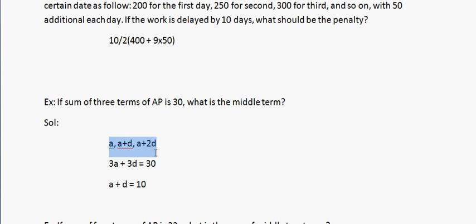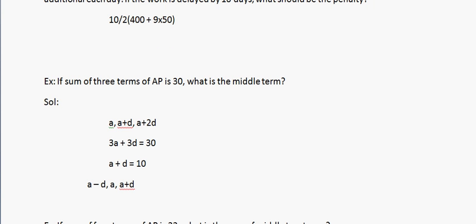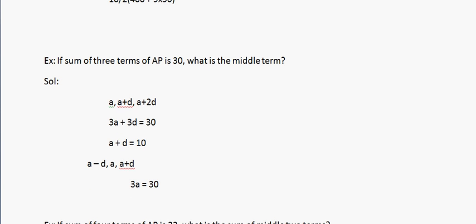Since we are assuming these three terms, we can assume them such that our calculations decrease. So we can assume that the first term is a minus d, the second term is a, and the third term is a plus d. What is the benefit of doing this? You would see that this d and this d would get cancelled, and you would straight away get 3a is equal to 30 and a is equal to 10. So this was a straightforward way of getting it. Whenever you have to assume three terms in AP, you would assume them as a minus d, a, a plus d.